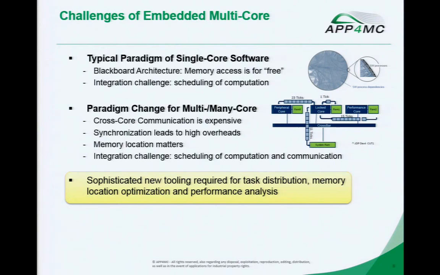Now we have a much different situation. This is an example here where we have different cores connected via a crossbar. And for example, you see here that an access to a local RAM will cause one processor tick.